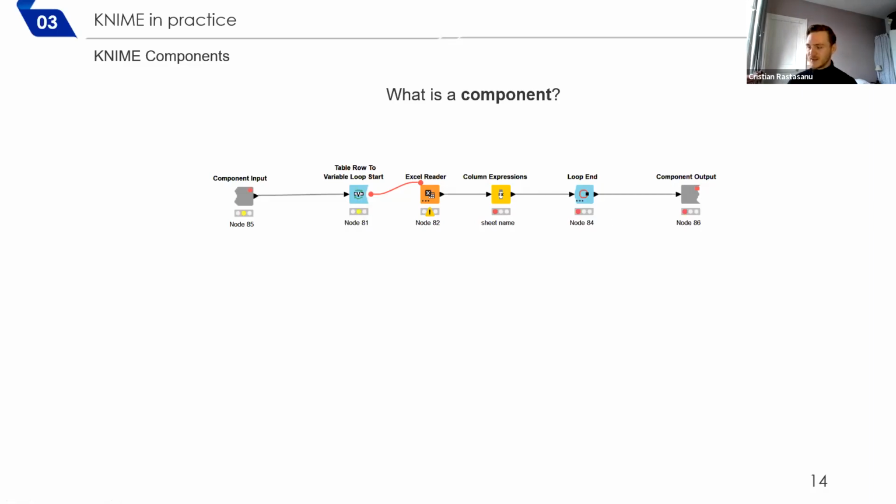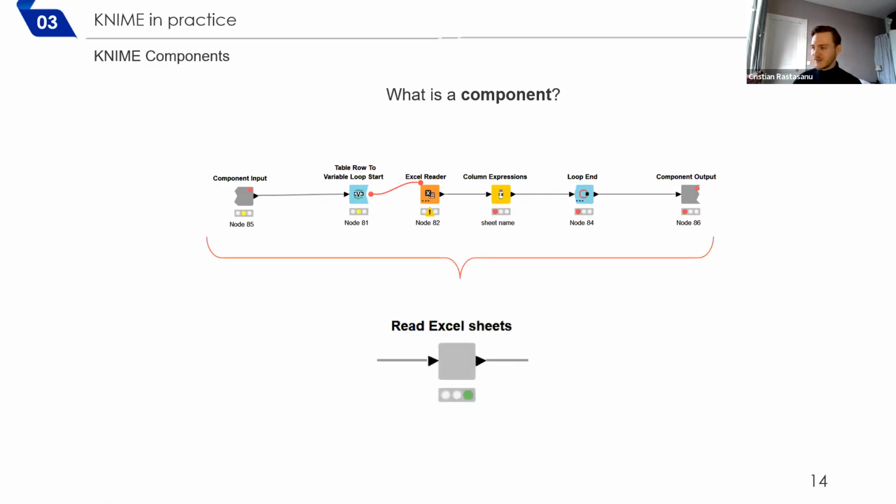And to make it easy and to put everything together, we can assemble them in a component, call it read Excel sheets, and we can use this component everywhere in all the different cases where we need to read Excel sheets, and we can share it, and it's easy, and we don't have to go in and modify stuff. So that's what a component is. It's just a group of nodes that are doing a specific task, and then we can use it in different cases.